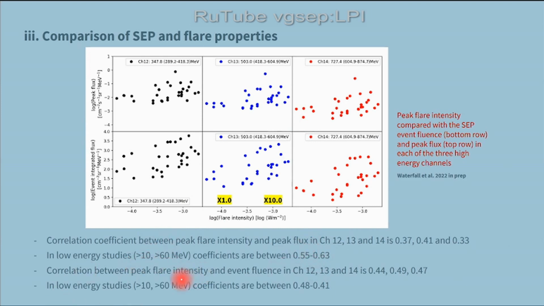The correlation between the peak flare intensity and the event fluence, this time, is actually comparable to lower energy studies, close to 0.5, which is what we see at less than 100 MeV.